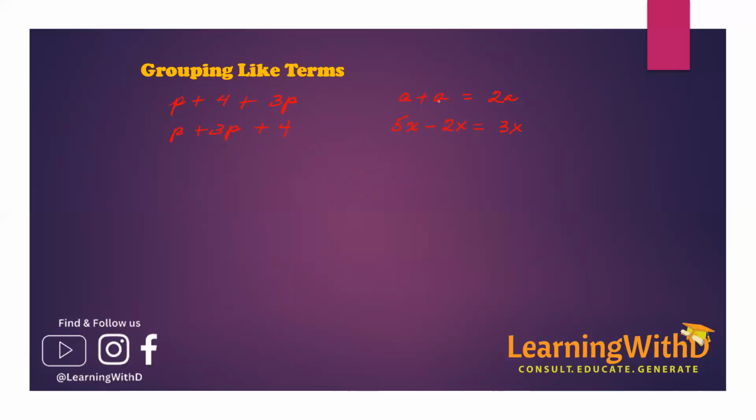So if I have an a and I have another a, then I have 2 a's. Remember, secretly there is a 1 here and there's a 1 here. We just don't write the ones. So this is 1a plus 1a, so just add the 1 and 1.